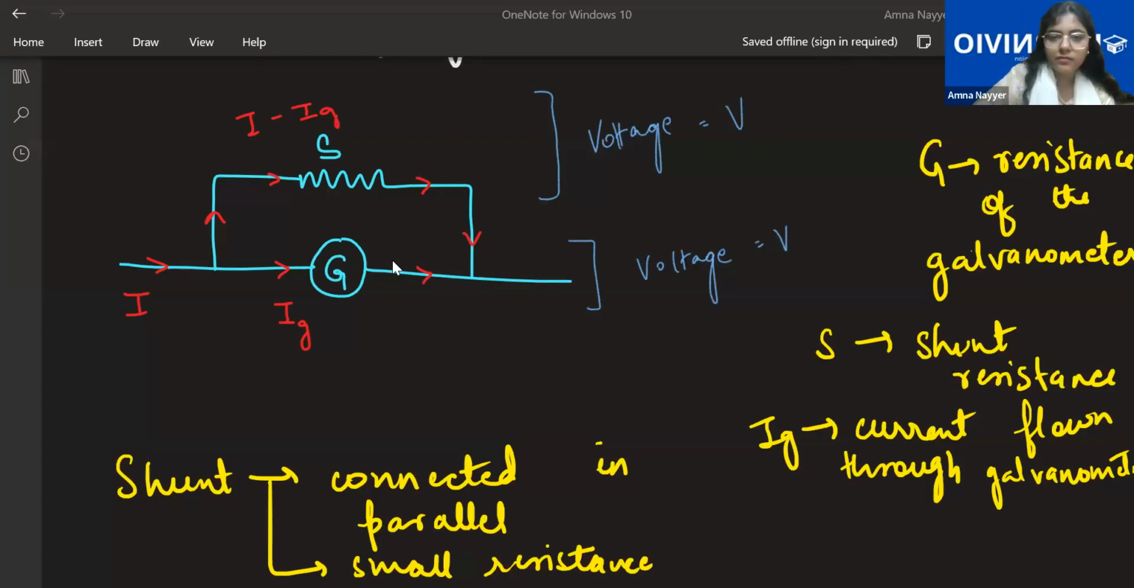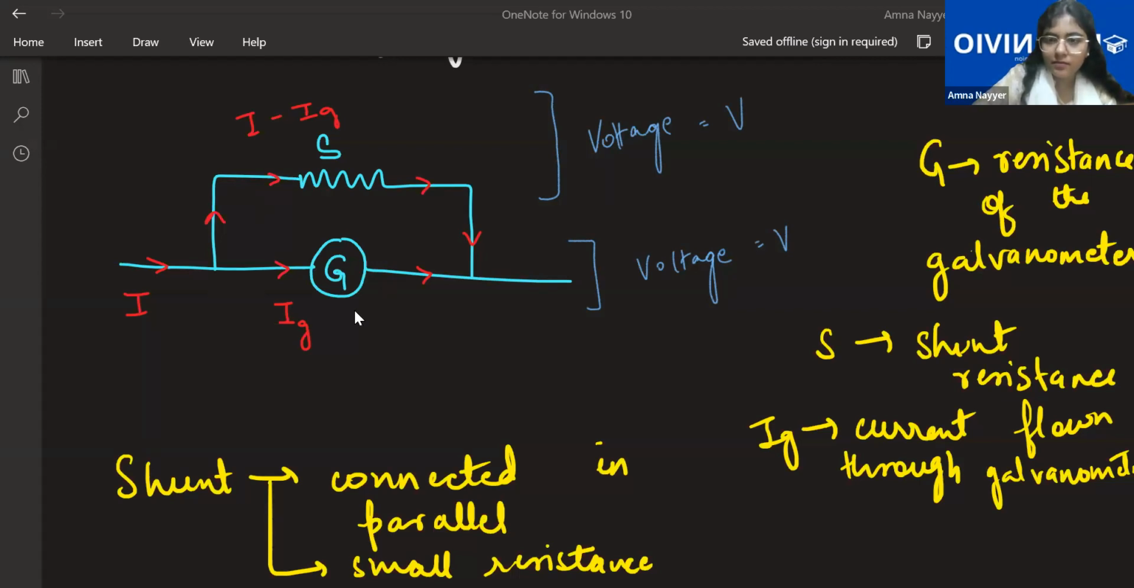Ma'am, can you repeat your question? What's the voltage here? V. Which is equal to V, right? V is the voltage that we are assuming. What's the value of this V? I minus Ig into S. This is for this one. I'm asking for here.